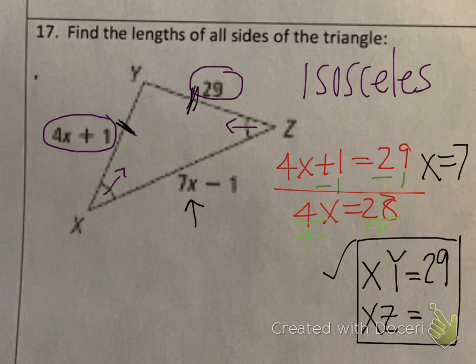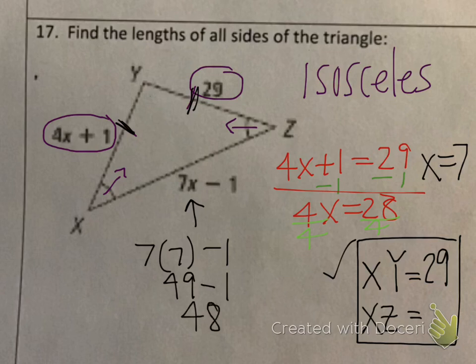All I have to do is plug in 7 for x. So 7 times 7 minus 1 is 49 minus 1, which is 48 units.